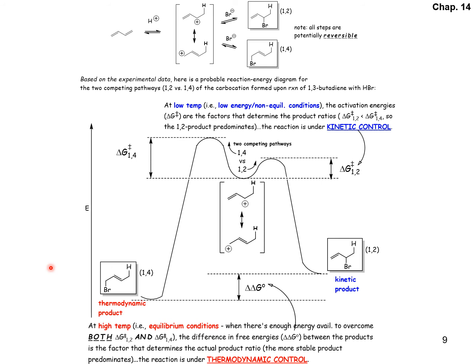So under low temperature conditions, kinetic control, you're interested in the differences in activation energy of the pathways. When it's higher temperature, it's thermodynamic control, and there you're looking not at the activation energy differences, but at the difference in free energies, the difference in stabilities between the kinetic and the thermodynamic product.